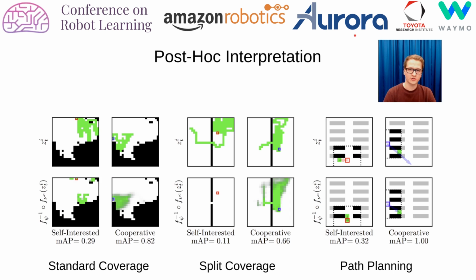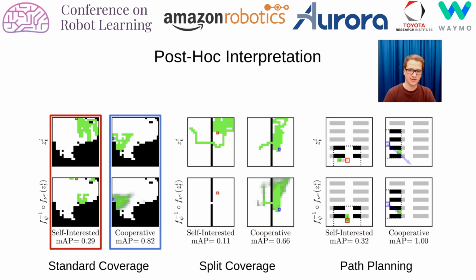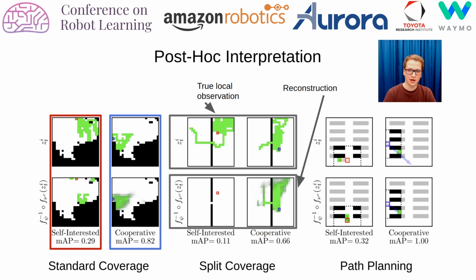Lastly, we use a post-hoc interpretation method to visualize the information encoded from the local observation of each agent, which is the message that is communicated to other agents. We compare for the self-interested agents on the left side and cooperative agents on the right side both the true local observation and the decoded message. We can see how the decoded message for the cooperative agents reflects the true observation as indicated by the high mean average precision, while the decoded message of the self-interested agent does not reflect the true observation. This means that the self-interested agent communicates adversarial, even manipulative information, whereas cooperative agents communicate truthful information.